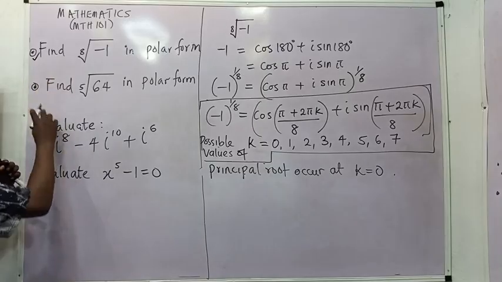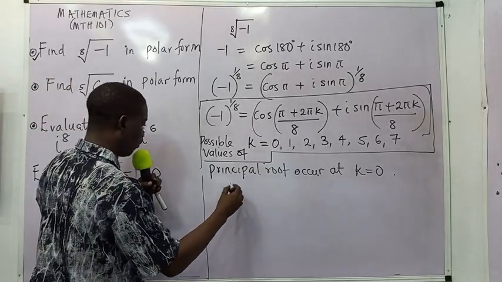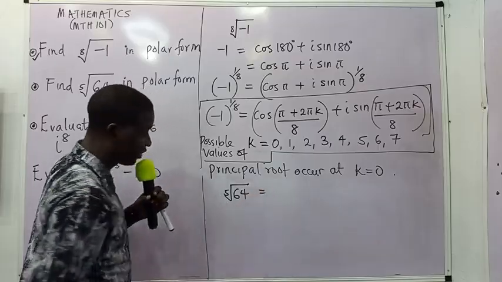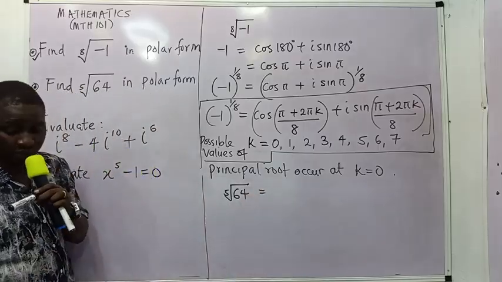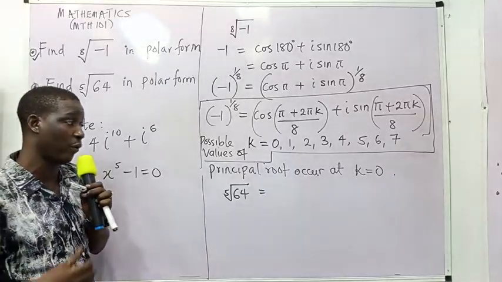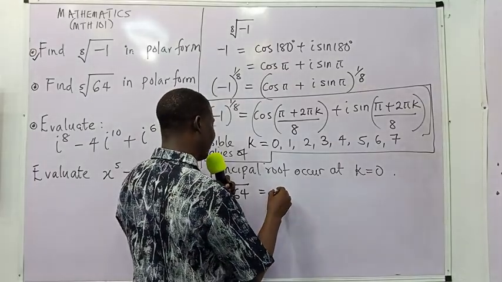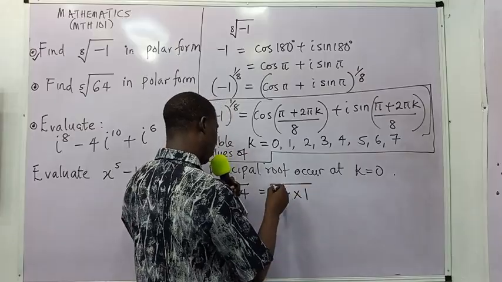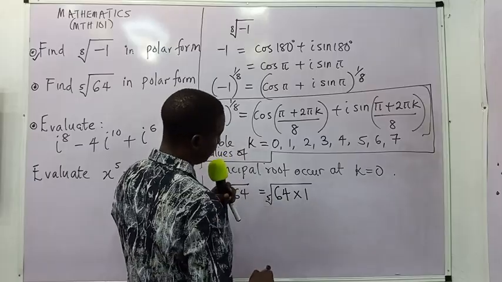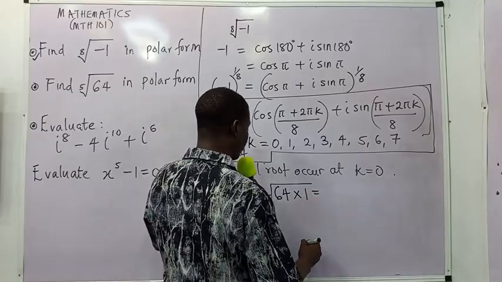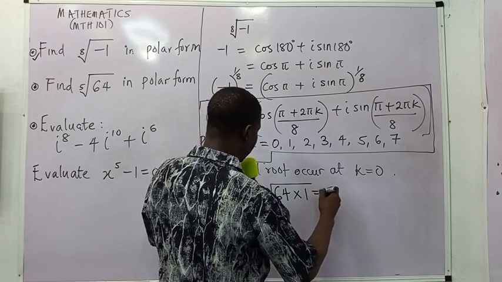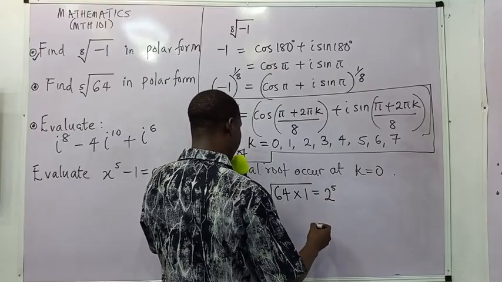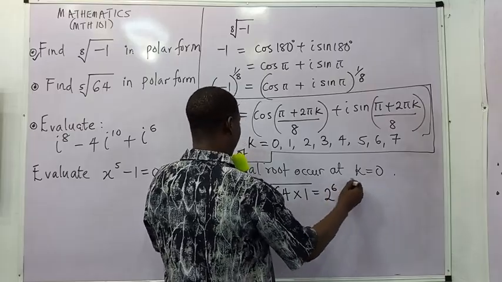Number 2, let's go to number 2 now, which is the sixth root of 64. That's what we want to do now. What is the sixth root of 64? Can you believe with me that we can write 64 as 64 times 1? We can write this as 2 raised to the power of 6, times 1, all raised to the power of 1 over 5.